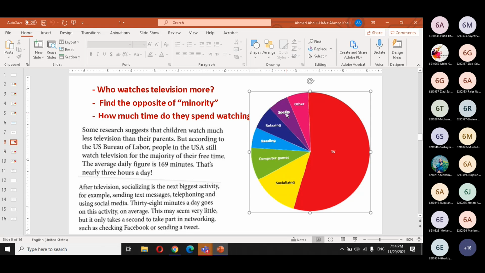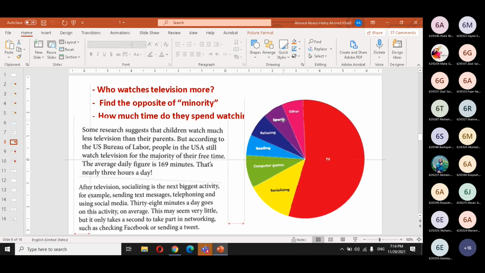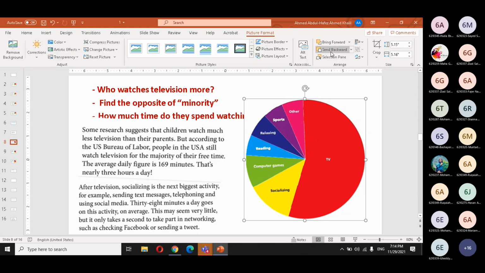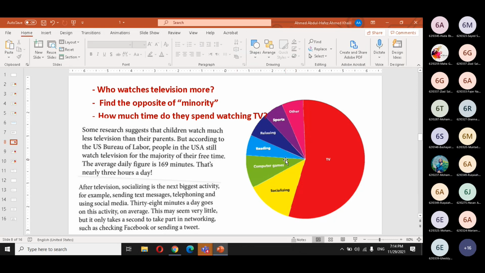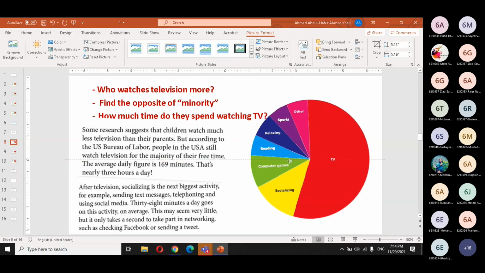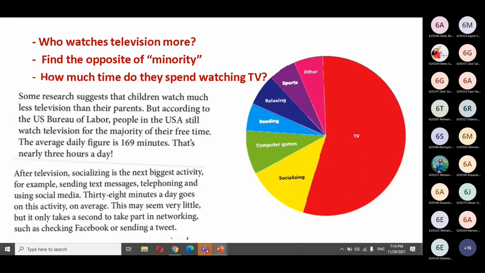Yes. Read the first paragraph and answer these 3 questions. Who watches television more? Find the opposite, the minority. How much time do they spend watching TV?